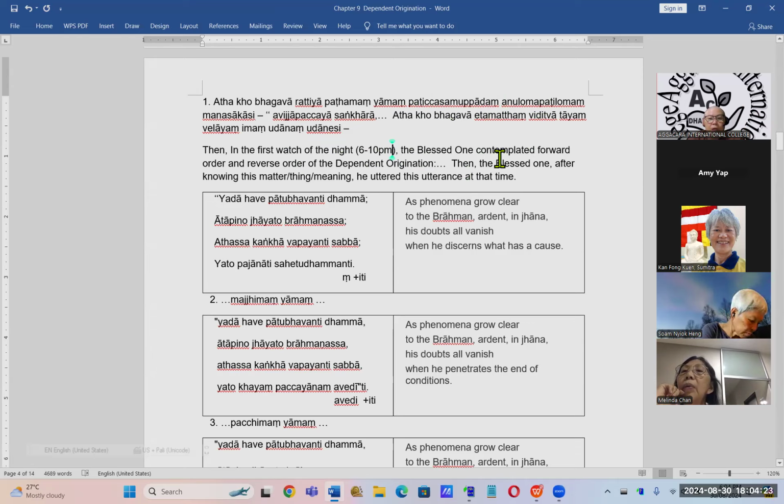So atha kho Bhagava, then the Buddha, etam atthaṃ, this method, viditvā, so he knew about this. Then tāyaṃ velāyaṃ, at that time, imaṃ udānaṃ. So this is actually the utterance of the Buddha, right? This is the first utterance of the Buddha after enlightenment. Before that, he was contemplating the dependent origination.